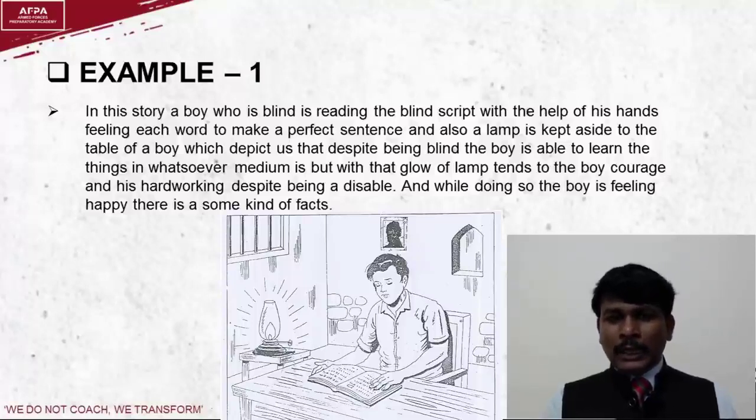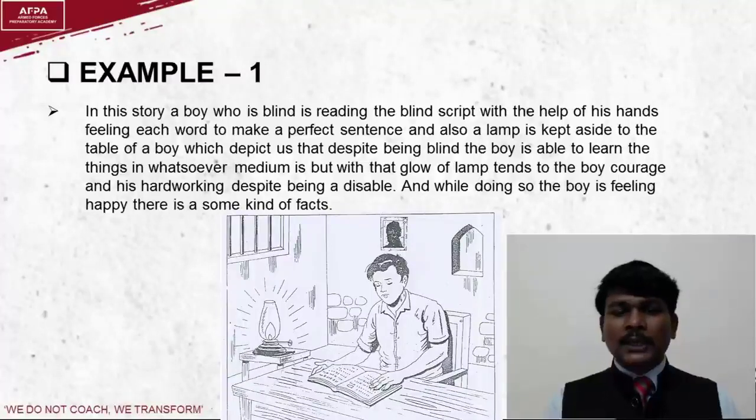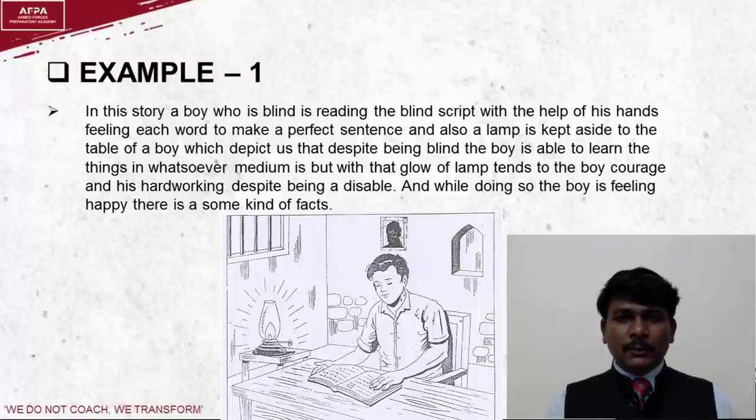And also a lamp is kept aside on the table of the boy, which depicts that despite being blind, the boy is able to learn things in whatsoever medium it is. But with that glow of the lamp, it lends the boy courage, and he is hardworking despite being disabled. And while doing so, the boy is feeling happy. There is some kind of facts.